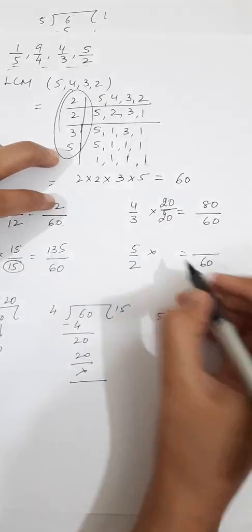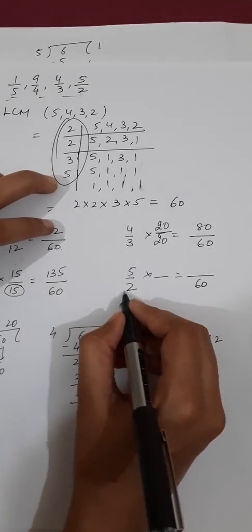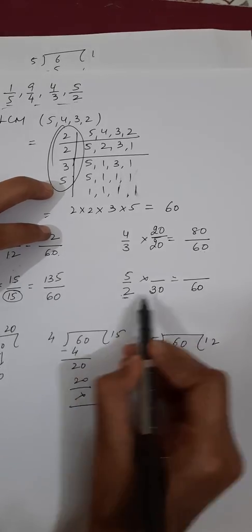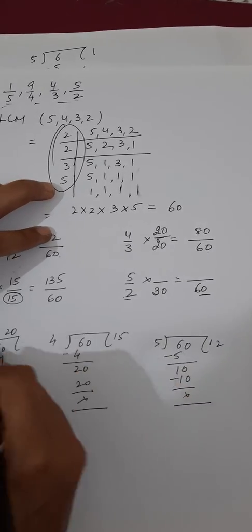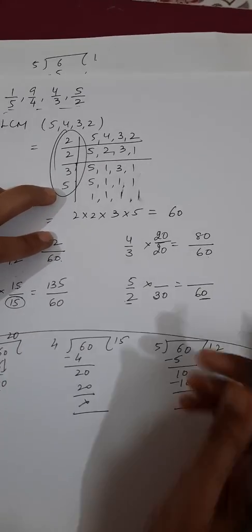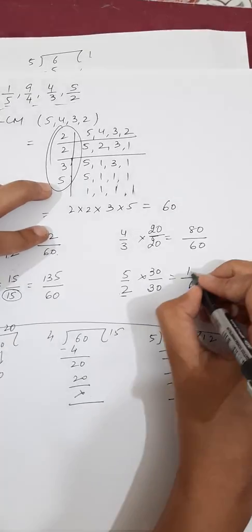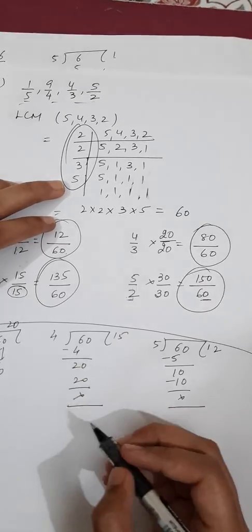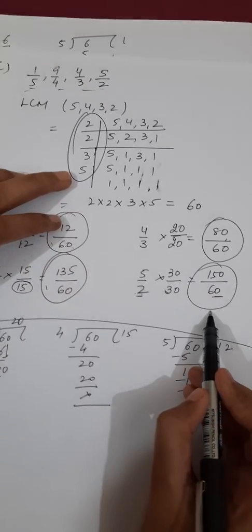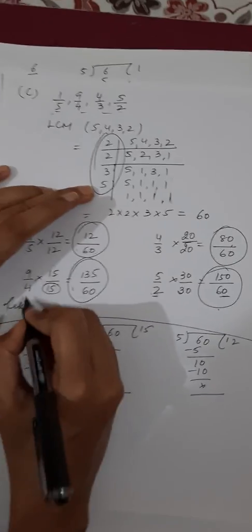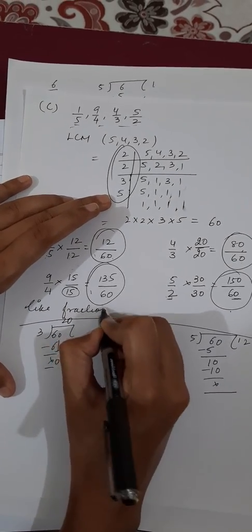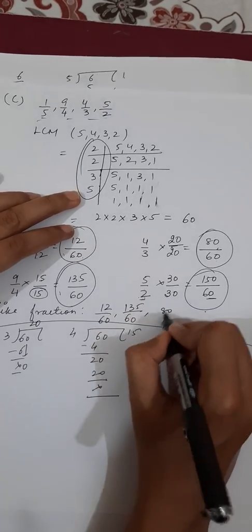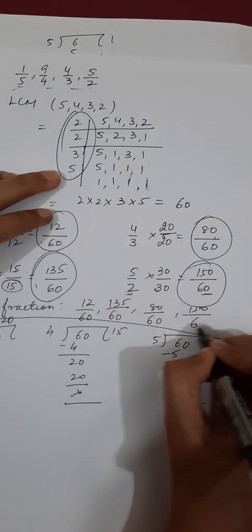4 20s are 80. Next, 60 and 2. What you are going to do here? 30. If you are not getting how it is coming, just divide these two numbers. That's what I'm doing here in the rough. This is rough work. Now 30 and 5 30s will come here, 150. Now you can see 12, 135, 80 and 150 all are having the same denominator, 60. So therefore like fractions are 12 upon 60, 135 upon 60, 80 upon 60 and 150 upon 60.